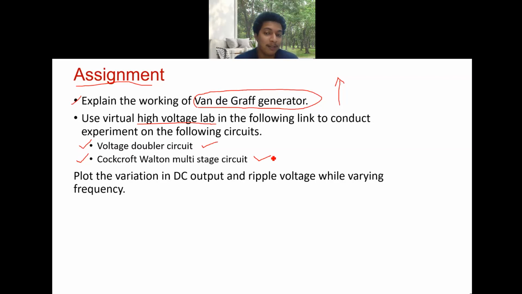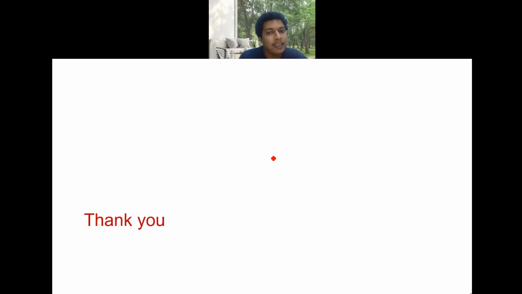I don't expect you all to come with the same result, because you can give different values and you will get different plots. So do that. It's an activity, and that is your assignment. I will be giving the link in the classroom.